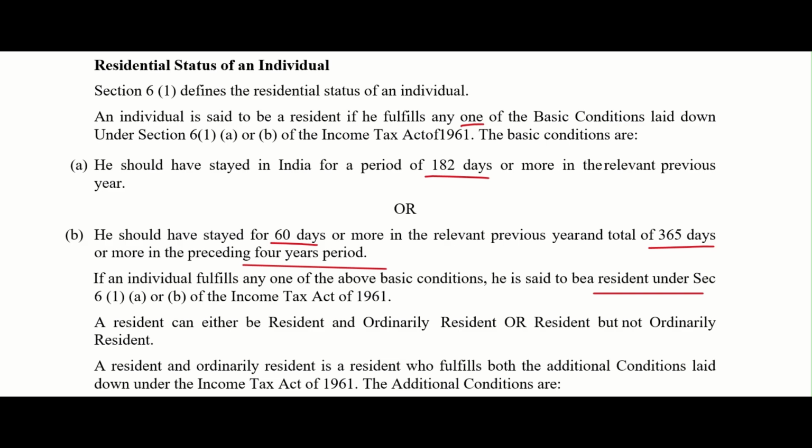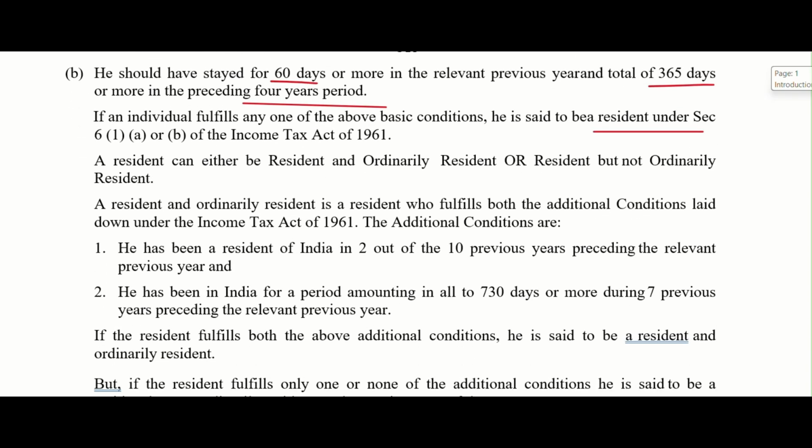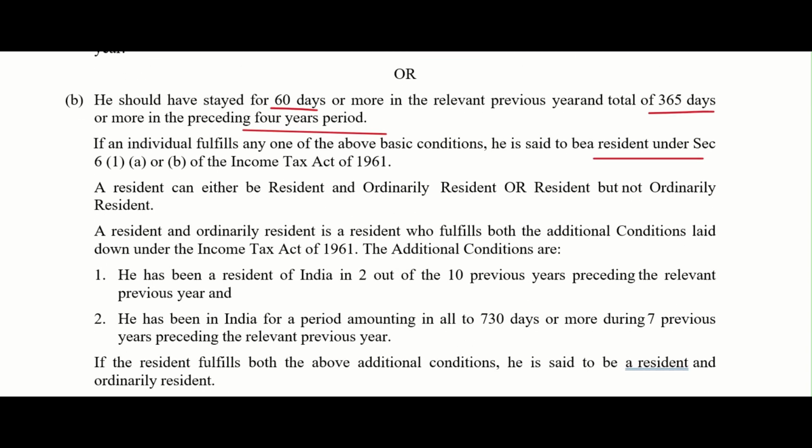Next, if he fulfills any of the basic conditions, then we can check the additional conditions. If he didn't fulfill any of the basic conditions, then we need not check the additional conditions; it's not required. A resident and ordinarily resident is a resident who fulfills both the additional conditions laid down under the Income Tax Act of 1961. What are those additional conditions? There are two additional conditions. So any one of the basic conditions and both additional conditions have to be fulfilled.